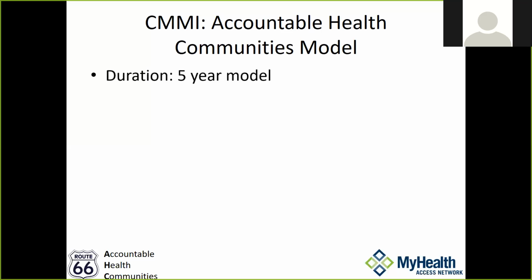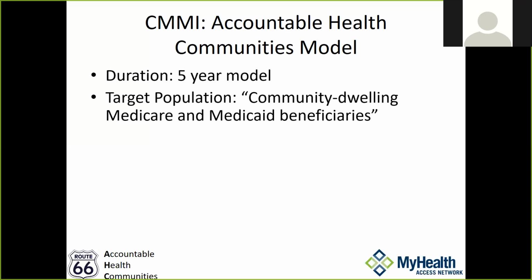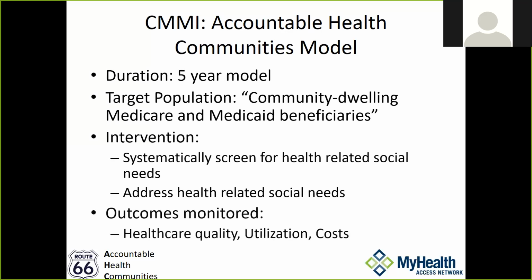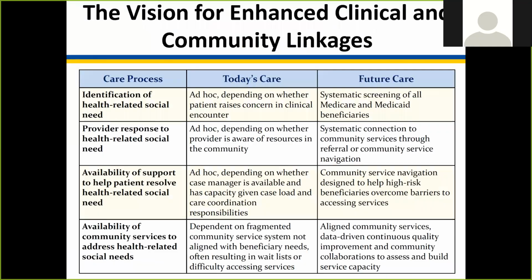But this model is proposed to be a 5-year model. The target population is community dwelling Medicare and Medicaid beneficiaries, notably leaving out the uninsured, which is a concern to us and one that we're working with philanthropies to try to cover. The intervention is to systematically screen for health-related social needs, and then to address those health-related social needs through some activities I'll talk more about in a moment. And the outcomes that are being monitored are health quality, utilization, and cost. And this is a chart I won't read all of, but I think it's worth having.